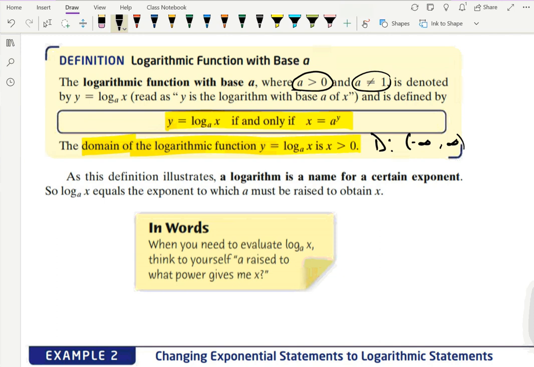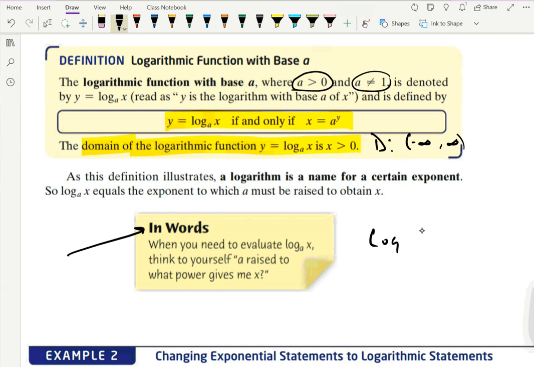That's from our textbook. I like the way the book phrases it, so I actually just copied it right out of the textbook here. When we need to evaluate log of x base a, or log base a of x, depending on how you want to phrase that, we want to think about a raised to what power gives me x. That's the thing that we're looking for.